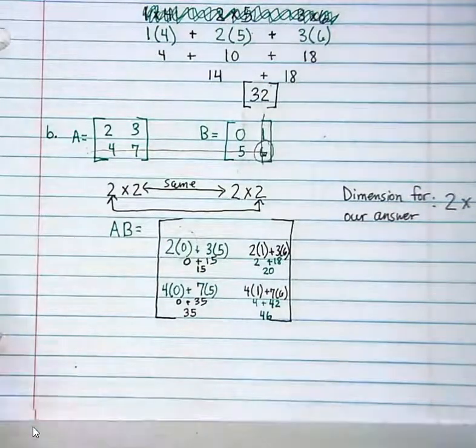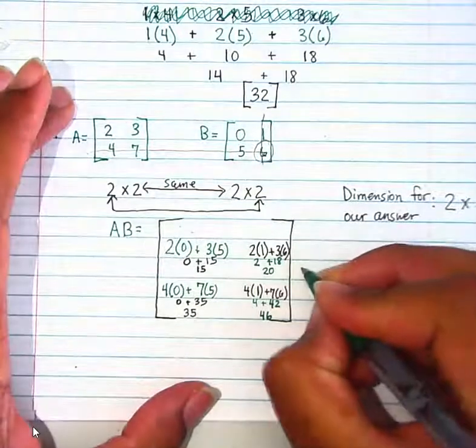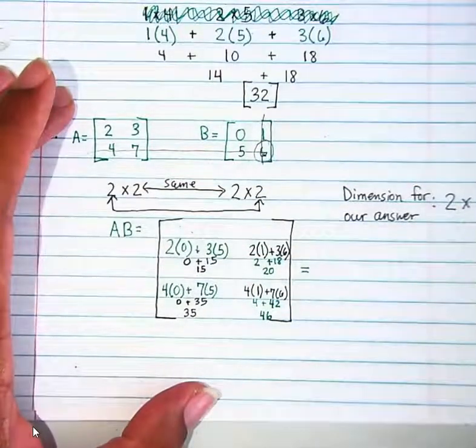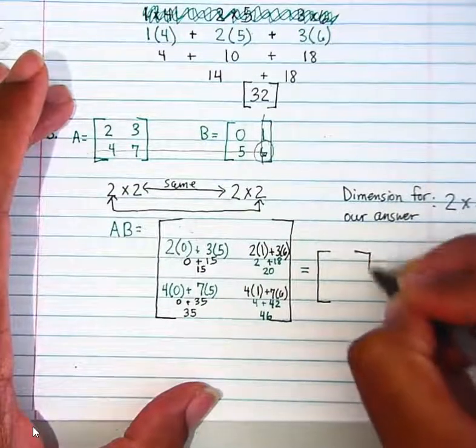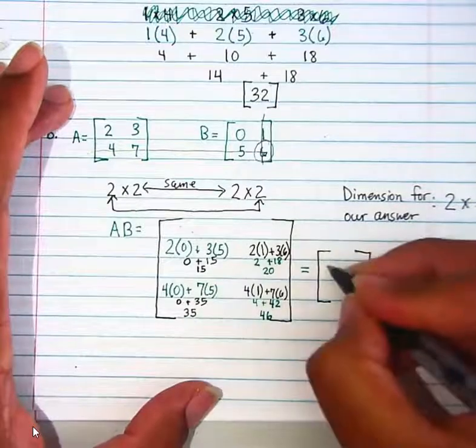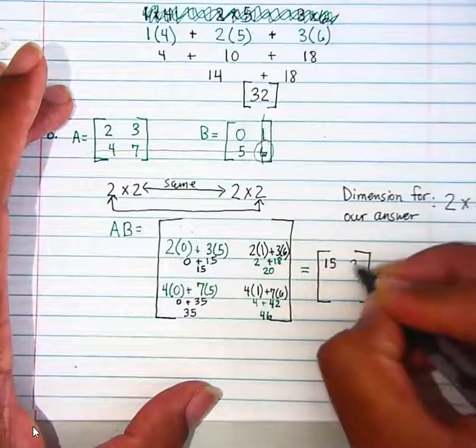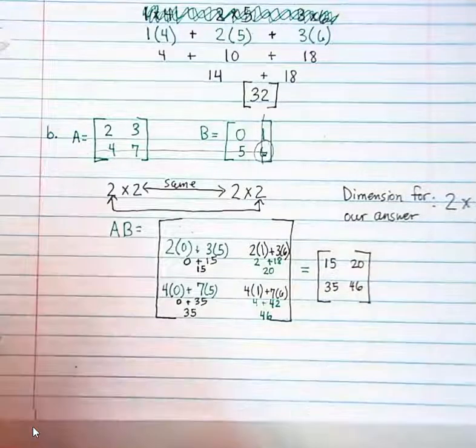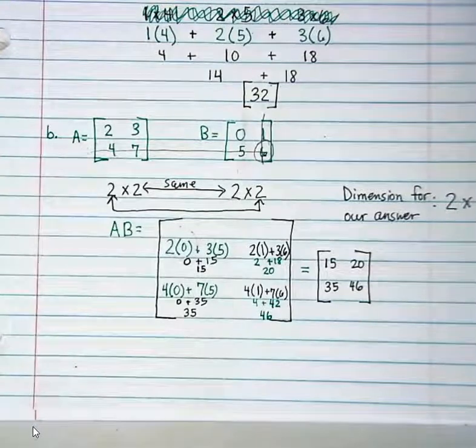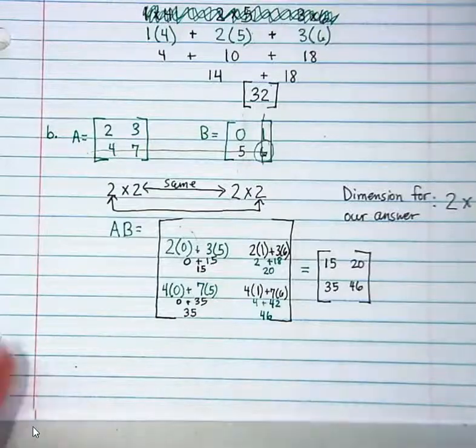All right, so our final answer, I'm going to rewrite it over here. Our final answer is going to be 15, 20, 35, and 46. All right, so I just showed you how to do it by hand. So with this, again, I've showed you how to do it by Desmos, showed you how to do it by hand. You're getting ready to see how to do it by the 84 calculator.